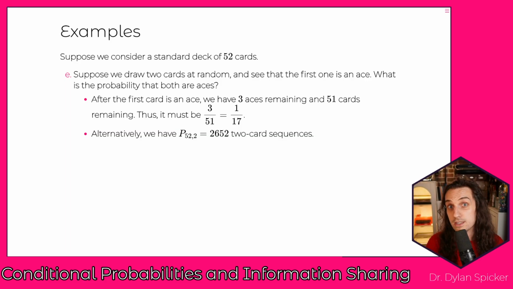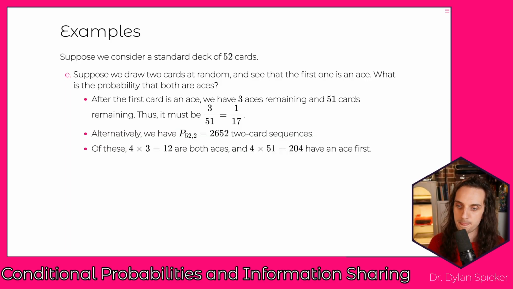Now, we can do this directly as well. There are 52 cards in the deck. We want to take sequences of 2 of them, and so that's permutations, right? We take a total of 52, subset of 2 of them, which gives us 2,652 total sequences there. Of these, 12 of them, so 4 times 3, have both aces, and then 4 times 51, or 204 of them, are going to have the first card being an ace.